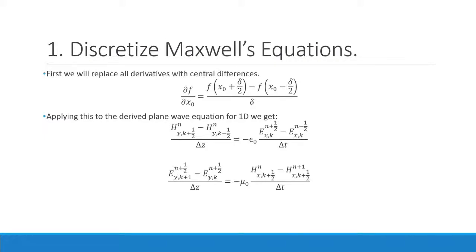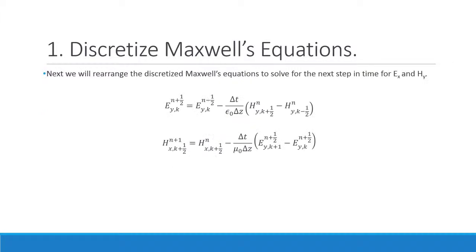So here we're going to discretize Maxwell's equations. To do this, we replace all the derivatives with the central difference equation. Once this is done, you can see below here's our discretized Maxwell's equations. Next, what we're going to have to do is solve these so that we're looking to solve the next step in time. And that's when we get these equations here.